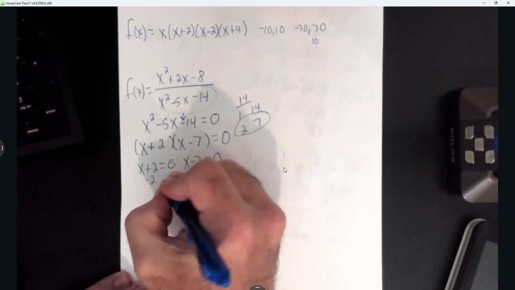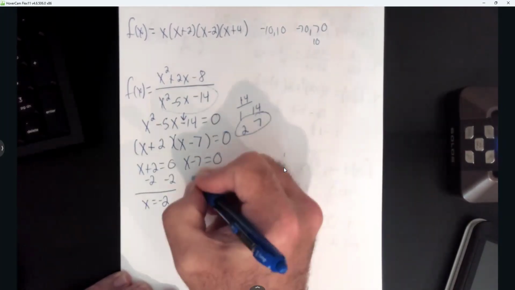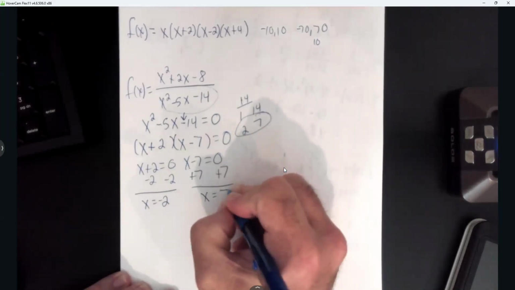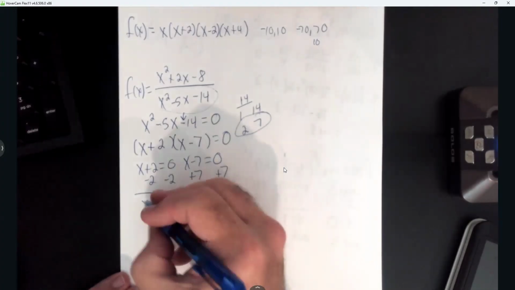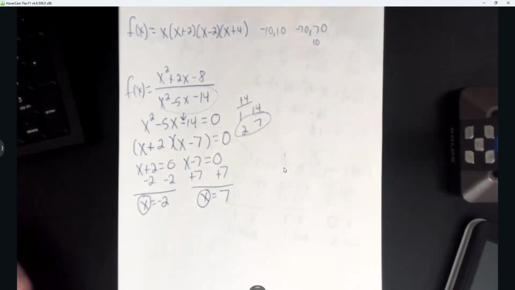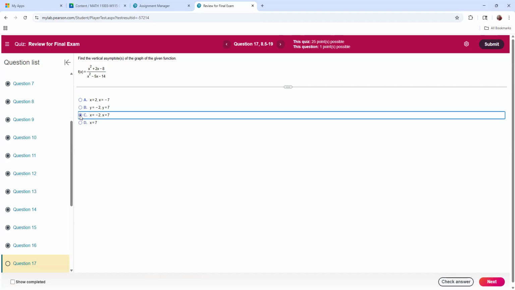So here, subtract 2, I get x equals -2. On this one, I would add 7, and x equals 7. Notice, these are x's. They're not y values. They're x's. So when you pick the answer, you want -2 and 7, which is what C is.